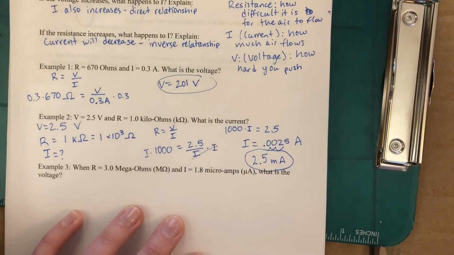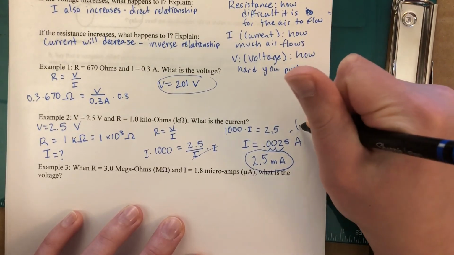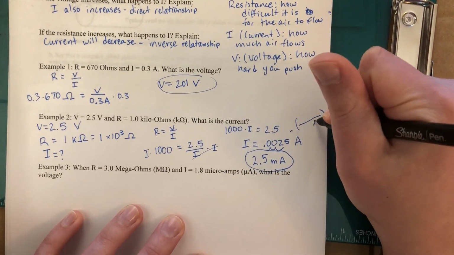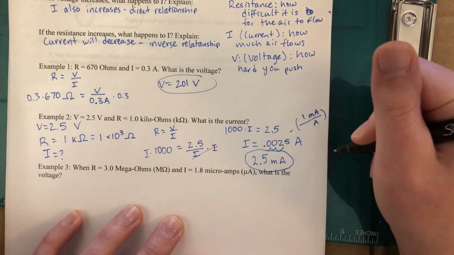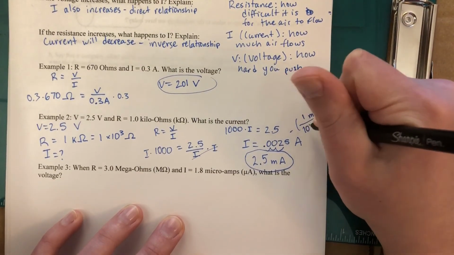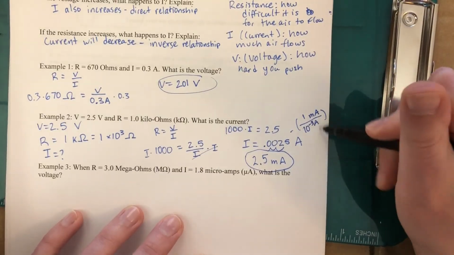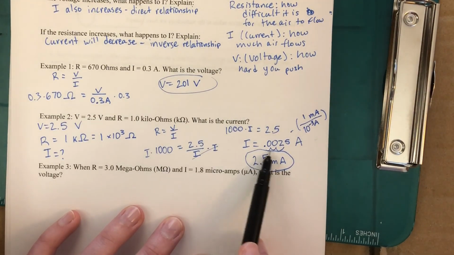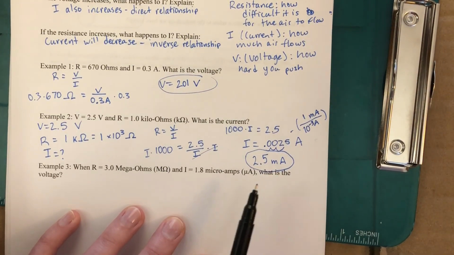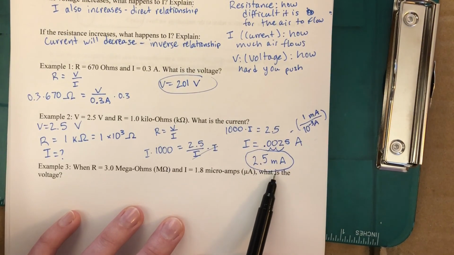milliamps. You can think about moving the decimal place, or you can think about we're getting rid of amps, we're ending up with milliamps. 1 milliamp equals 10 to the minus 3 amps. You can use a unit conversion fraction here, or you can just sort of move the decimal place. Either way, this number in amps is equal to 2.5 milliamps.